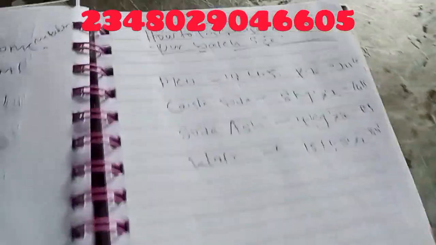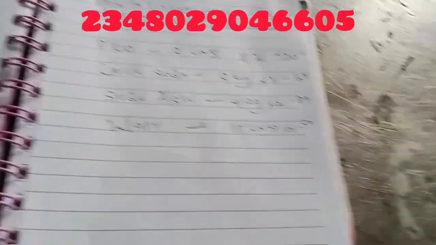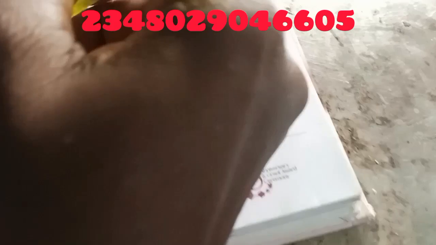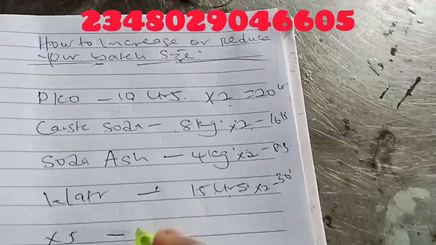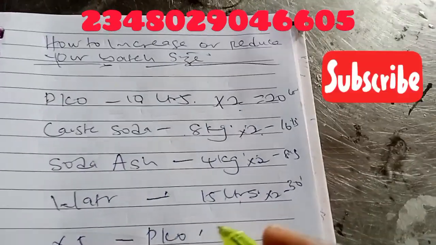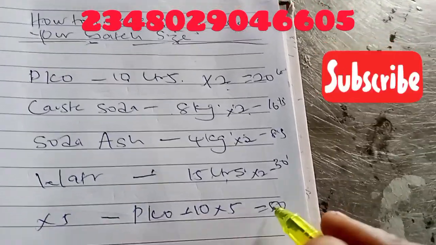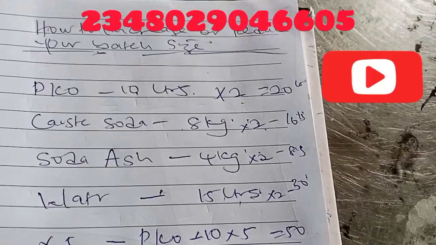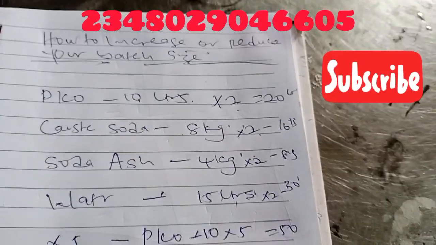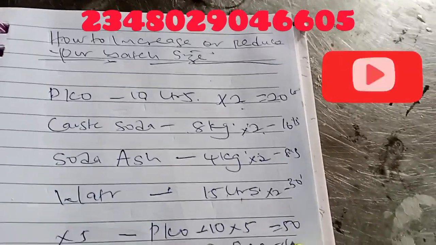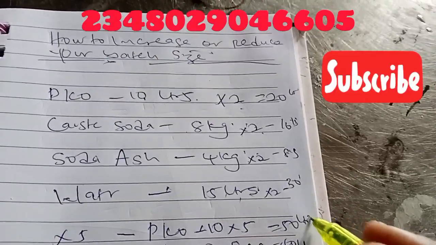Okay, now say I want to produce 5 times of this batch. What do I do? Multiply everything by 5. The same thing. Since I want to produce times 5, PKO will now be 10 times 5, which gives me 50 liters. Caustic soda will now be 8 times 5, which gives me 40 kg.